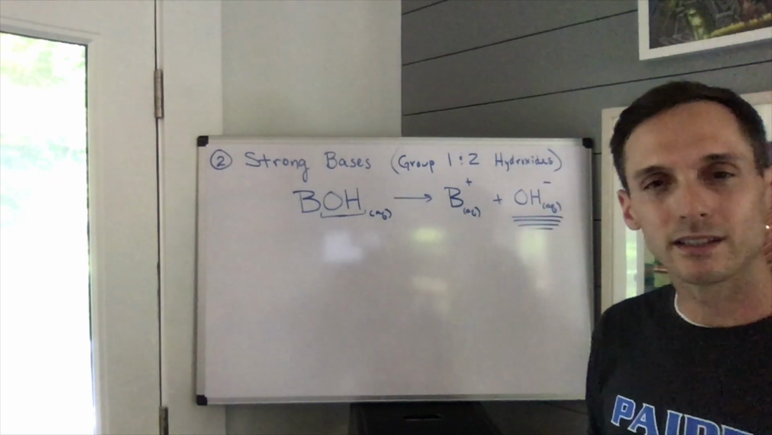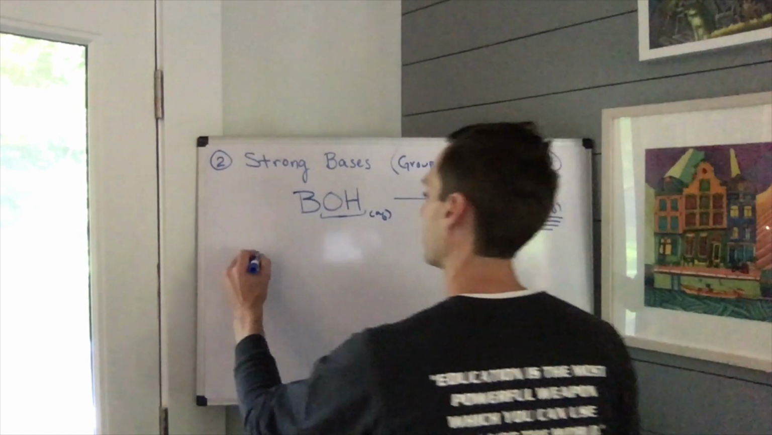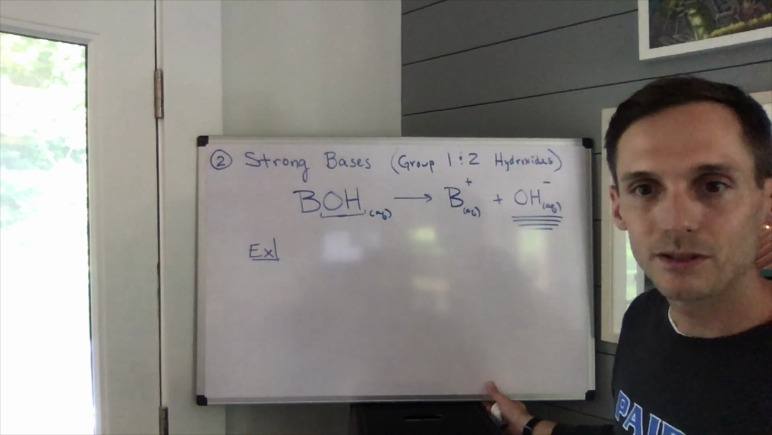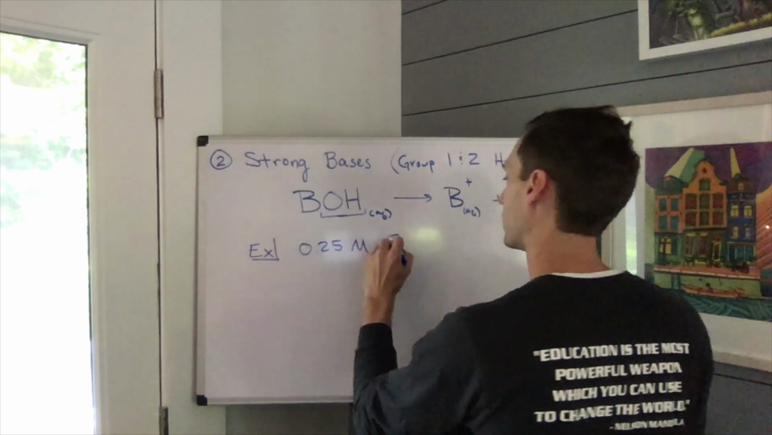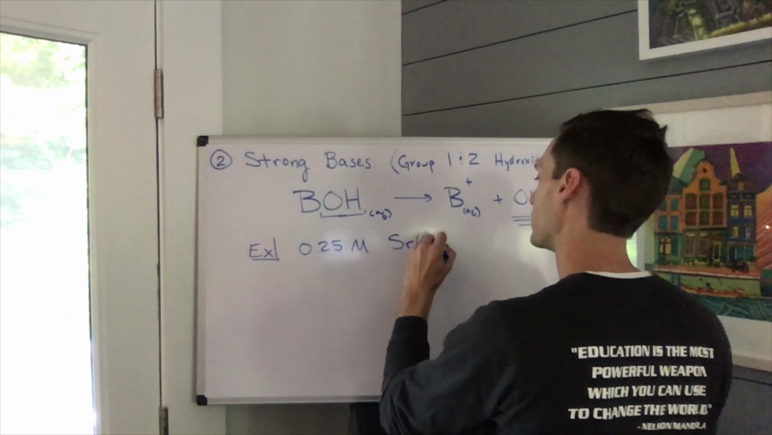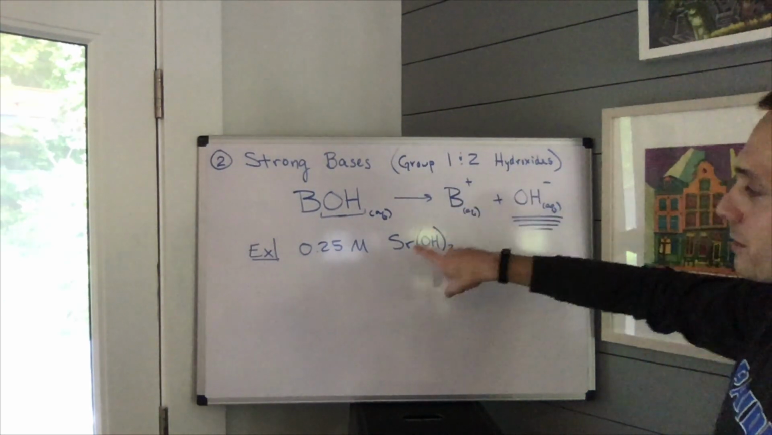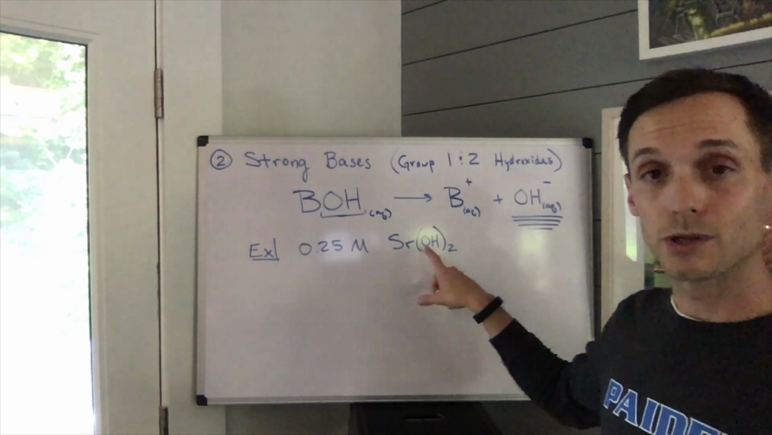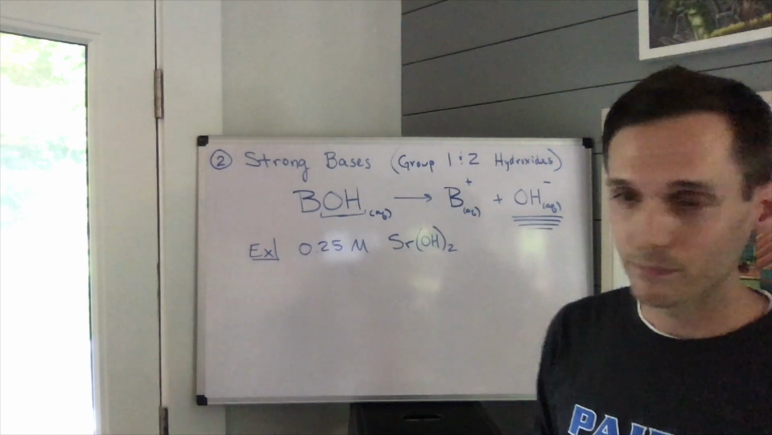It's going to be a similar setup to an acid, but I just want to give you an example of where this could get just a little tricky. So let's do 0.25 molar strontium hydroxide. Strontium is in the second group, so it's going to be our strong base, but it's got a +2 charge. So we're going to have to pair it up with 2 hydroxide ions because each hydroxide ion is only -1. Okay?